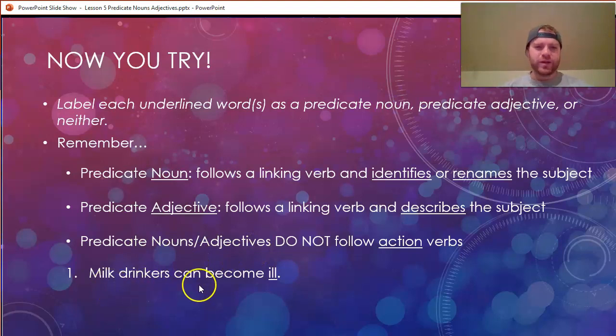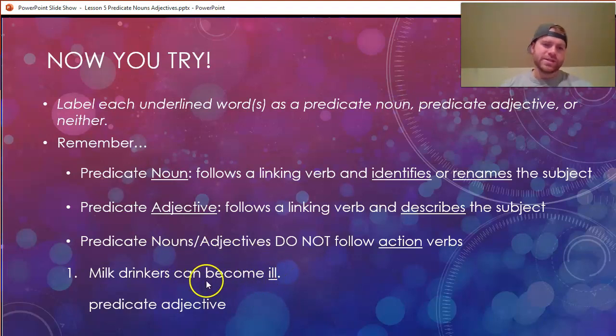So in the first one, we have milk drinkers can become ill. I think I'll walk us through this one, but then you may want to do some pausing on this video to try the rest. They give us the verb. They give us the word ill underlined here. We have to decide if that's a predicate noun, predicate adjective, or neither. This one's going to be a predicate adjective. Become is a linking verb. Can is just a helping verb there. And what that linking verb is doing is it's connecting drinkers as our subject to ill. Ill being an adjective describing those milk drinkers, right? Ill just means sick. It's an adjective.